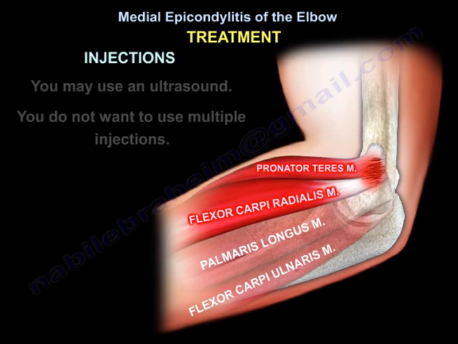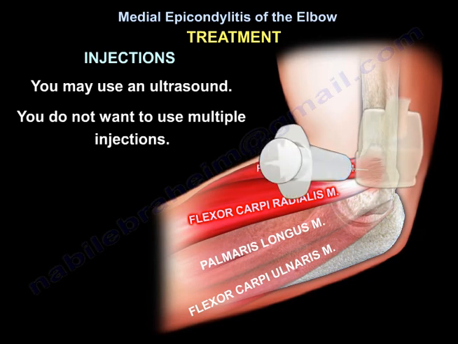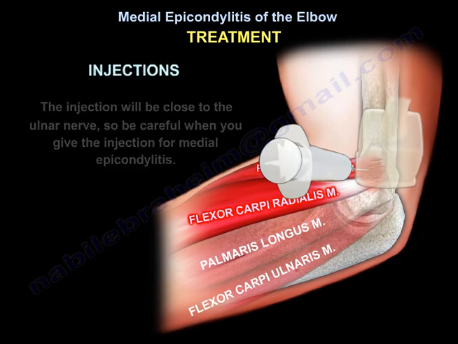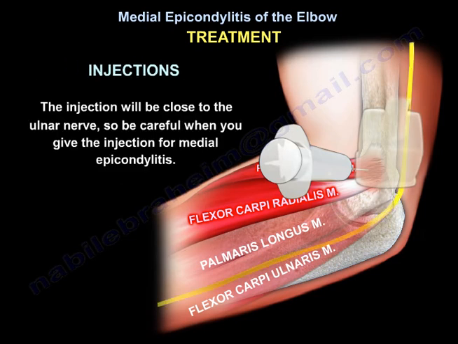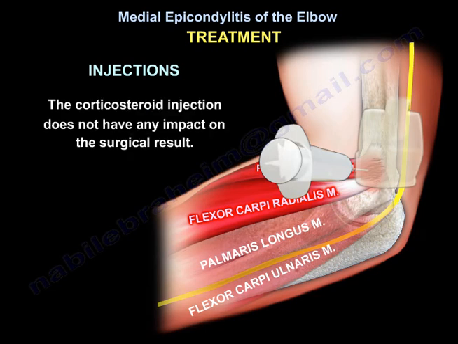Injections. You may use an ultrasound. You do not want to use multiple injections. You'll do steroid injection into the common flexor tendon peritendinous area. Don't inject the tendon, inject around the tendon. Injection is close to the ulnar nerve, so be careful when you give the injection for medial epicondylitis. The corticosteroid injection does not have any impact on the surgical result.